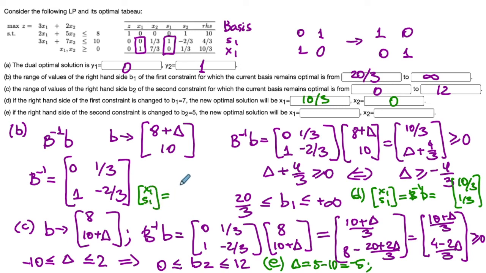So x1, s1 is given by 10 minus 5 over 3 for x1, and then 4 plus 10 over 3 for s1. So for x1 we are getting 5/3, and for s1 14/3. So this is our answer. So we see that x2 still remains at 0 because it is still a non-basic variable, and the value for x1 is 5/3. So this completes the solution.